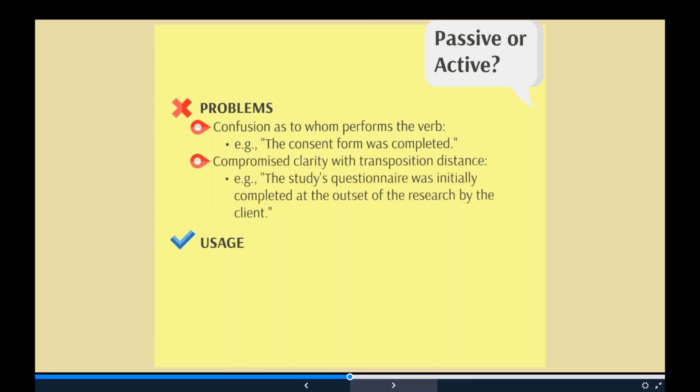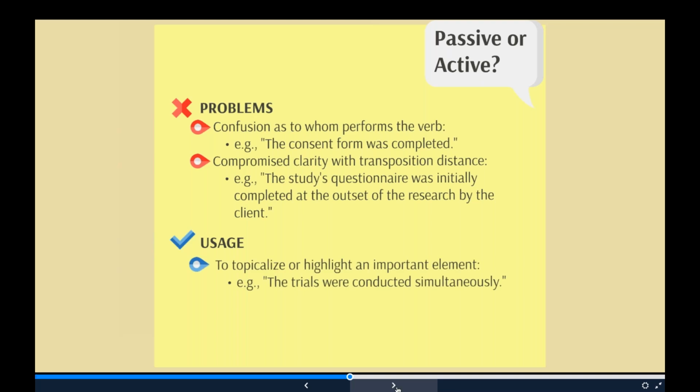We also have to avoid compromised clarity. So like I mentioned, if it's 3 lines long, we have some transposition distance as a problem. The study's questionnaire was initially completed at the outset of the research by the client. This isn't even as long as most sentences that we put into our dissertations, right? But already it's a little difficult to track who completed what and how. So the order of the sentence, because it's not natural English order, can make it pretty difficult for the reader to understand a complicated idea.